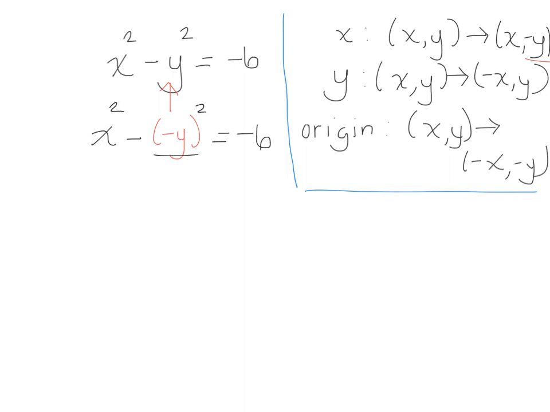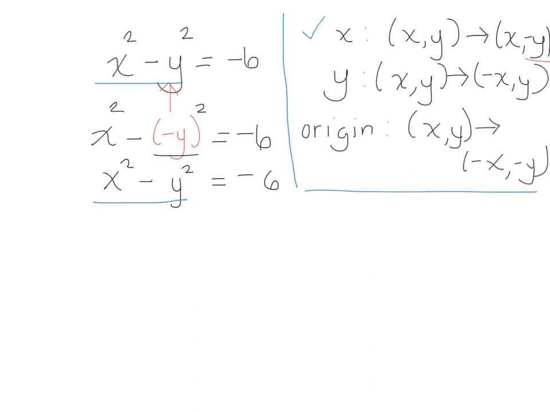Well, when you square a negative, it becomes a positive. So we get x squared minus y squared equals negative 6. Notice this rule is exactly the same as what we started with. So it is symmetric to the x-axis.